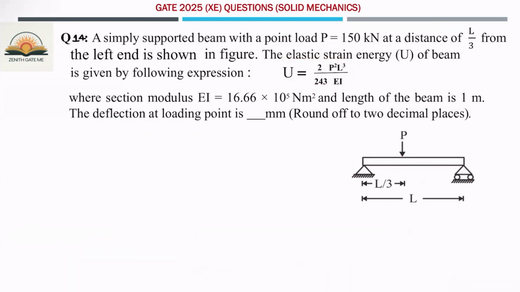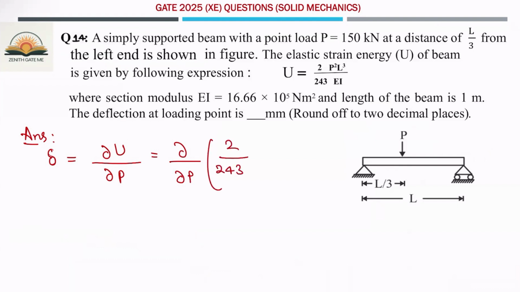So how will you solve this problem? If the strain energy is given, how will you calculate the deflection value? Just partially differentiate this strain energy with respect to load, and you will get the deflection. So the deflection can be calculated by partially differentiating this strain energy with respect to load. So del by del P of 2 by 243 P square L cube divided by EI.